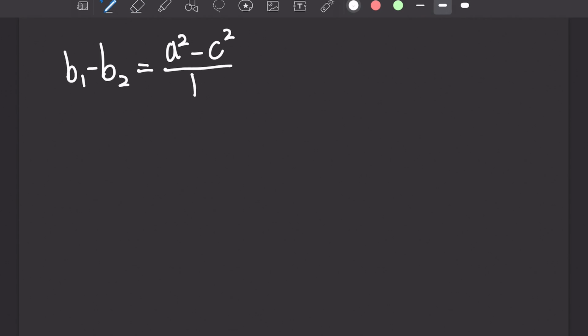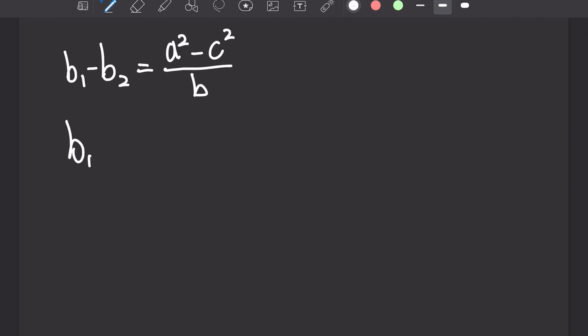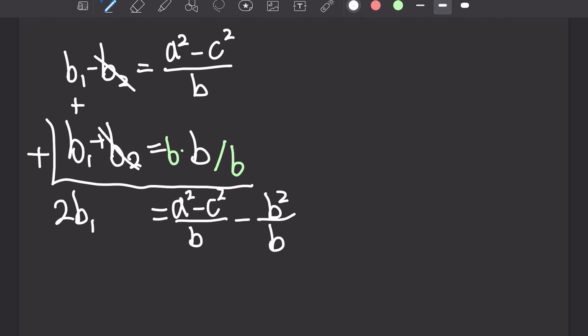We're going to try adding equation 1 to that. It says that b1 plus b2 equals b. For a common denominator, I'm going to multiply b by b and divide by b again. Adding these equations, we get 2b1 equals (a squared plus b squared minus c squared) over b.